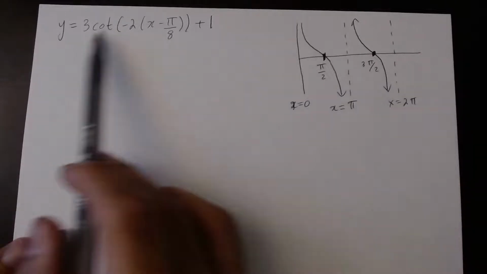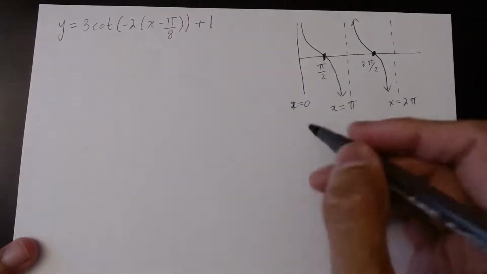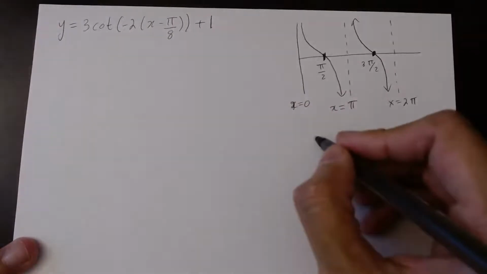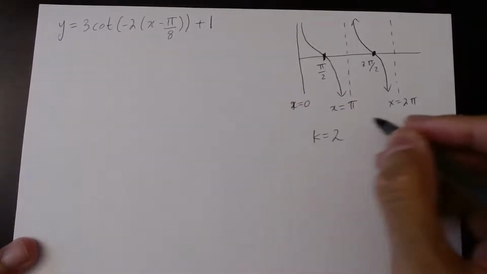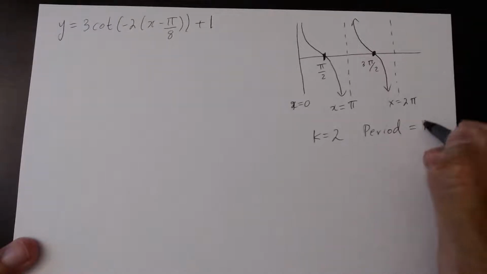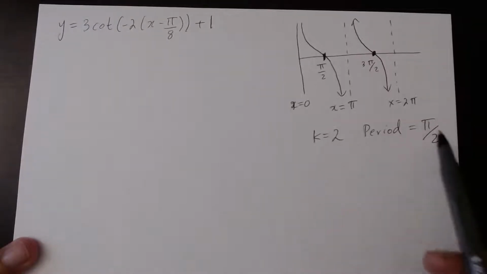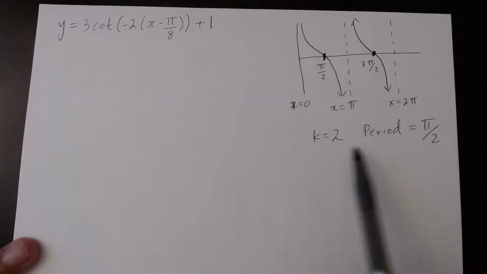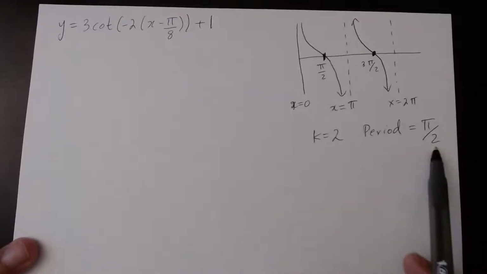Now I want to transform this function based on this. So the first thing I'm going to do is my k value is 2. So my period is going to change to pi over 2. Remember, for a cot function, your period is pi over k. So in this case, it's going to be pi over 2.